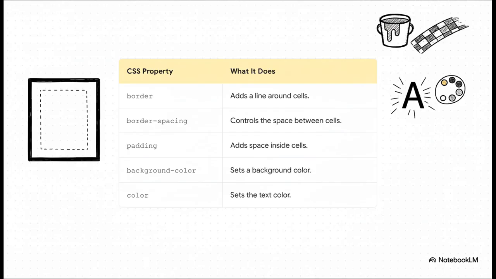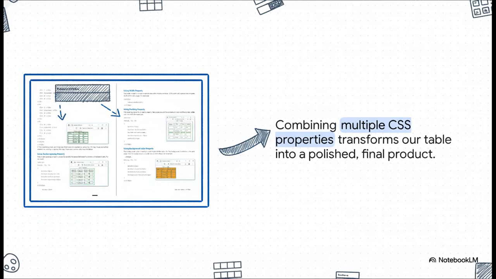And these properties right here, these are going to be your best friends for styling tables. You can add borders, control the space between the cells, add padding inside the cells to give your text some breathing room, and of course, change up the background and text colors. And when you start mixing and matching these properties, look what happens. By adding some borders, a little padding, and a nice background color for the header, we've taken that basic HTML structure and turned it into something that looks clean, professional, and is actually easy to read.